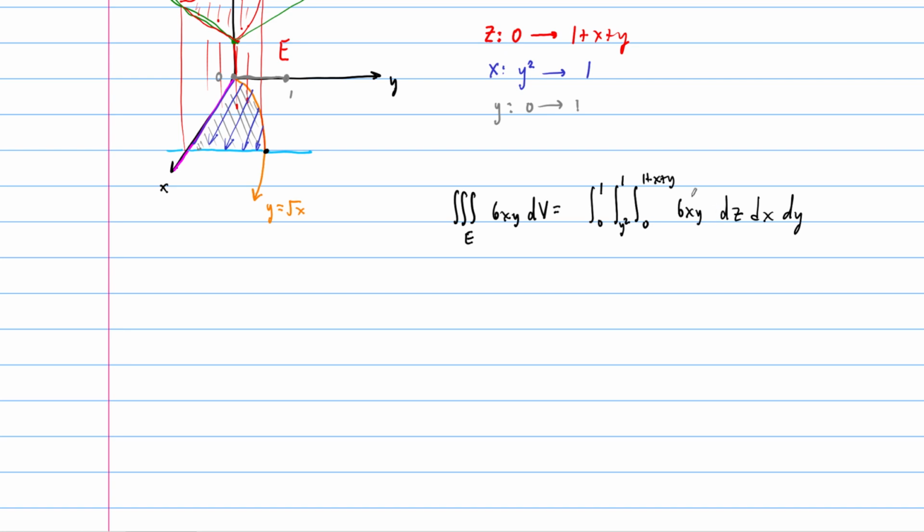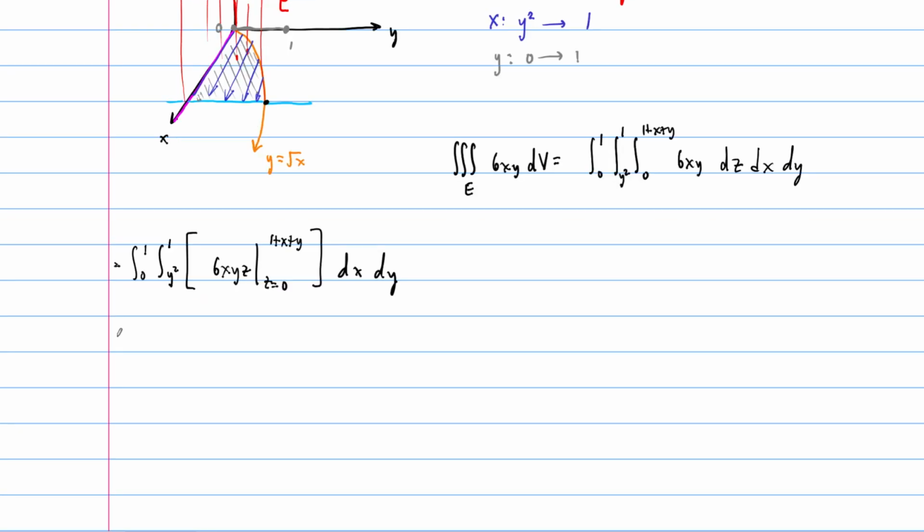This is kind of separable to some extent, but not really, right? Because it's got these functions in the boundary. So let's not separate it at all. Let's just start on the inside and work our way out. So we'll have the integral from 0 to 1, integral from y squared to 1. Those stay there. And then on the inside, we integrate. This is just constant with respect to z. So this ends up being 6xyz, as z varies from 0 to 1 plus x plus y. And this is all the inner integral, right?